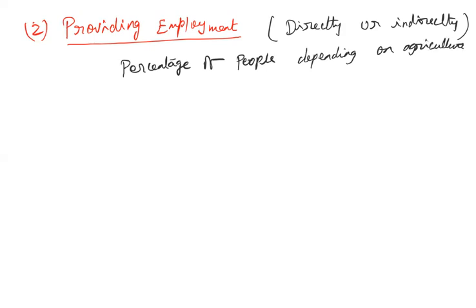So it was 70% in 1951, which reduced to 59% in 2001. Okay, so you can clearly see that it was 70% in 1951.